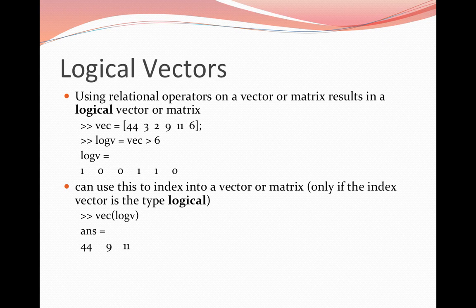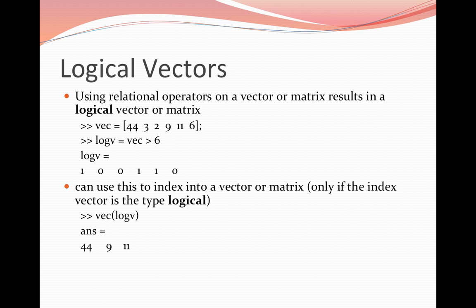Using relational operators on a vector or matrix results in a logical vector or matrix. So for example, here's a vector vec. If we say vec greater than 6, then it's going to go through the vector element by element, comparing each element to see whether it is greater than 6 or not, returning logical 1 for true if it is, or 0 for false if it isn't.